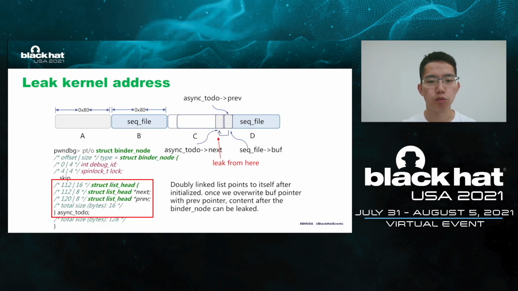Now we have the ability to read and write at any address, but we still need to leak the kernel address before we can continue. However, it is very interesting that we only need to replace the equal item with bender load. It's not difficult to find that the last field of bender load is a doubly linked list, which points to itself when initialized. So when we overwrite the buff pointer with the prev pointer, content after the bender load can be leaked.